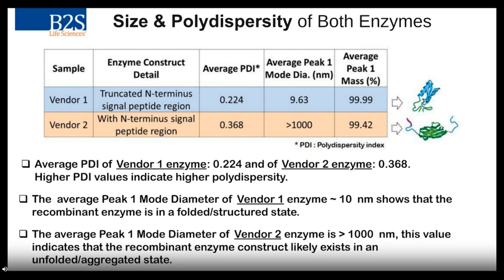But with the vendor 2 material, what would be referred to as the peak 1 in the vendor 1 material is absent, and the peak 1 in the vendor 2 material has a diameter of greater than 1,000 nanometers. And there's also a greater polydispersity index indicating poorer uniformity.